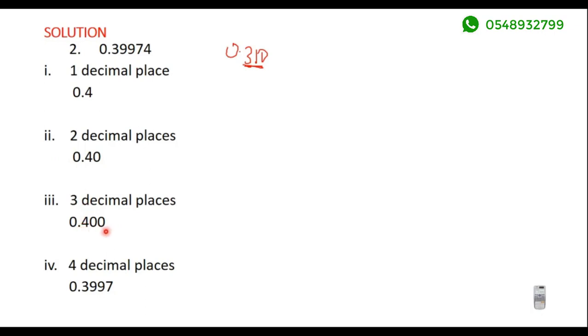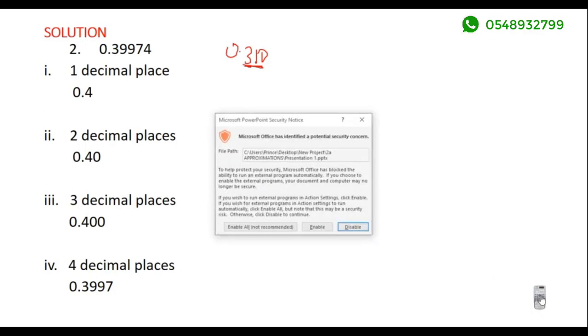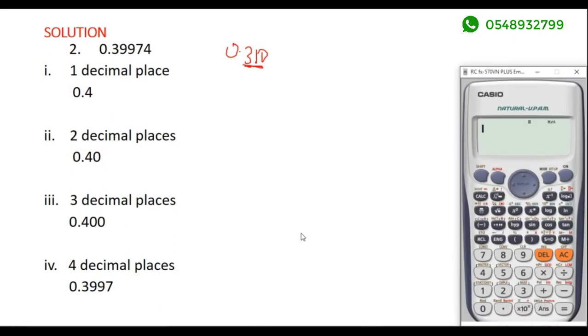Now, this is how to round numbers to the nearest decimal place. We can use our calculator as a shortcut in doing this. If you want to round a number to the nearest decimal place with your calculator, it's possible. This is how to do it. So I'm going to bring my calculator here and show you how that is done.